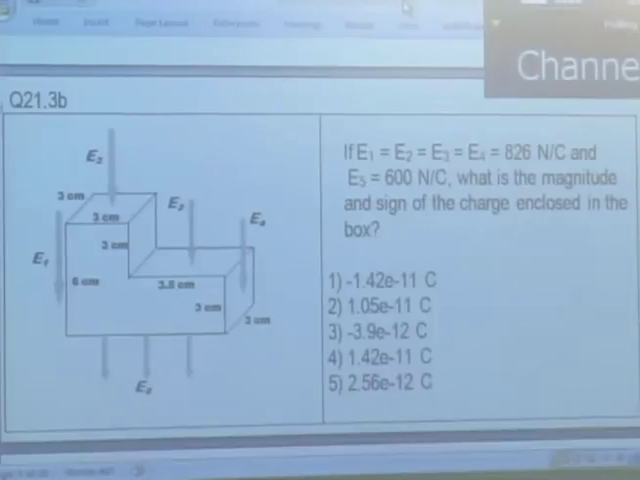I really didn't talk about the front and the back, but you can assume, again, the front and the back have a field of 826 newtons per coulomb pointing in the same direction as E1, E2, E3, E4. So the only field that's different is on the bottom, let's say.